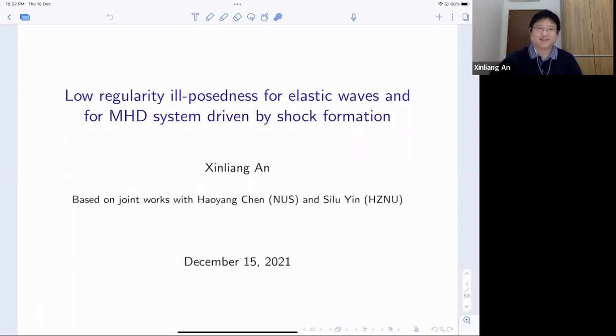So today, I will talk about wave equations, especially quasilinear wave systems. This is a talk about low-regularity ill-posedness for two physical quasilinear wave systems. One is elastic waves and the other is the compressible MHD. The talk is based on joint work with Dr. Chen Haoyang, who is a postdoc at NUS, and Dr. Silu, who is working at Hangzhou Normal University.